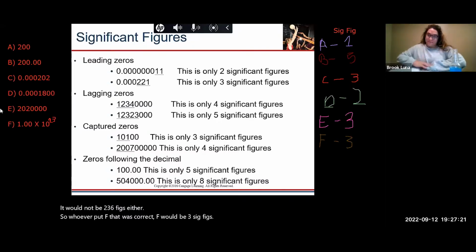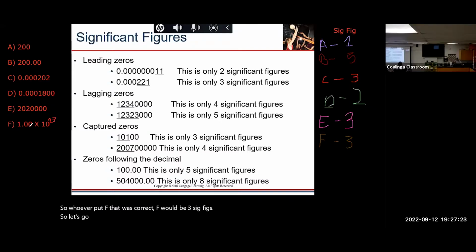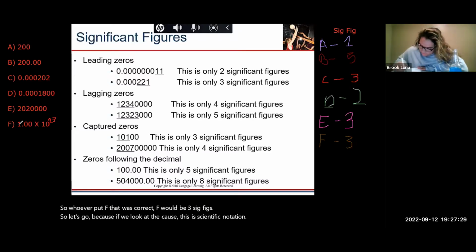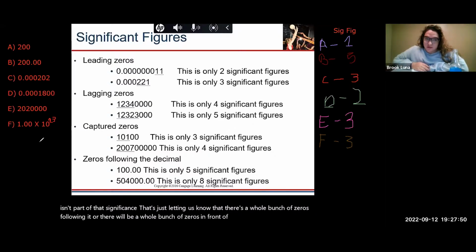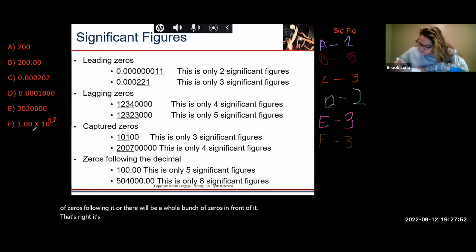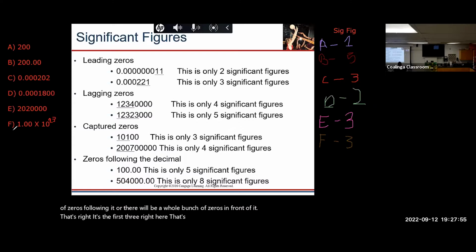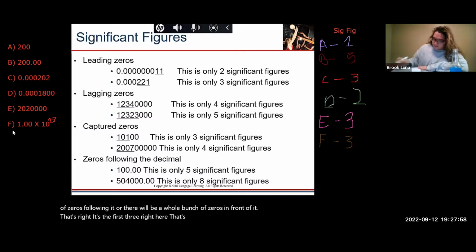Okay, so how did they get that? 3? Because this is scientific notation. So that's 1. We took the decimal point and put 0, 0, so those are becoming significant. All of these times 10 to whatever power it is isn't part of that significance. That's just letting us know that there's a whole bunch of zeros following, or a whole bunch of zeros in front of it. So it's not part of the significance, so it's just the 3 from the first one. First 3 right here, that's it. Okay, I think that makes more sense.